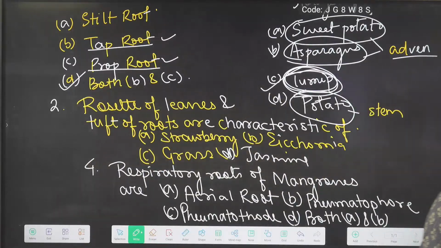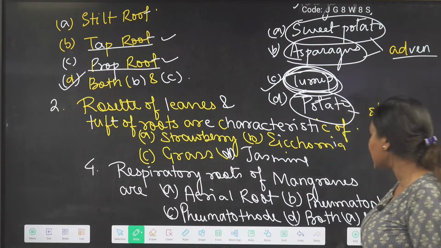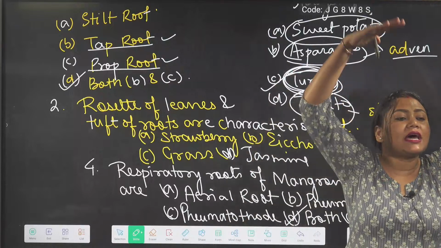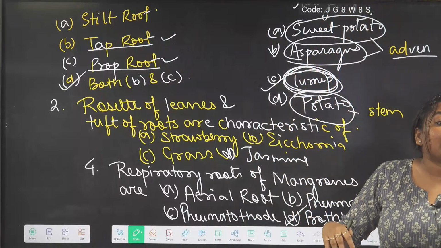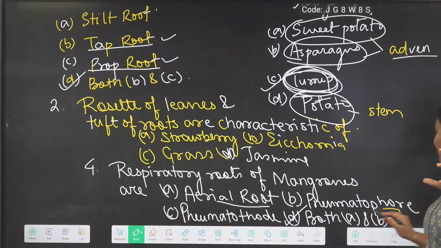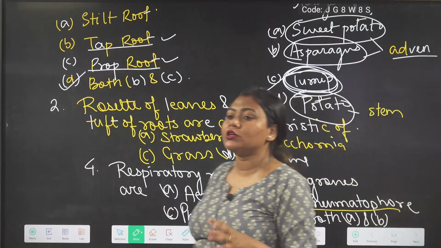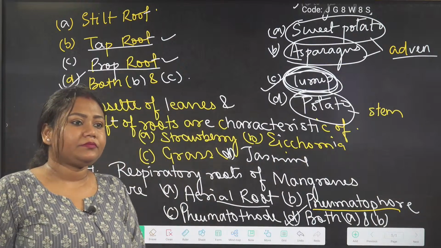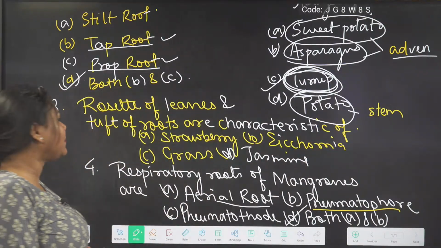Respiratory roots of mangroves are aerial roots, pneumatophores, or both A and B. Answer will be option D. Respiratory roots are coming up, that's why they are aerial roots, and they are also known as pneumatophores. So answer will be both A and B.